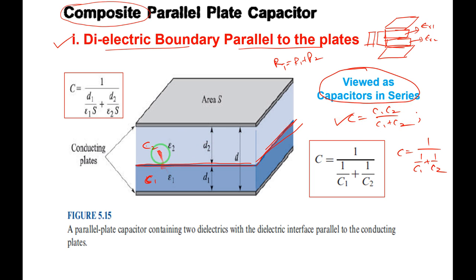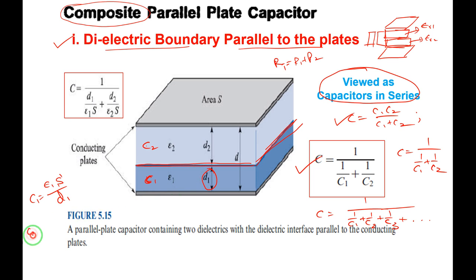If instead of 2 there are 3 dielectric materials in between, then 1 by C is equal to 1 by C1 plus 1 by C2 plus 1 by C3. If there are 4, it continues. This is how we write the formula. And how do we calculate C1 and C2? We know the basic equation. C1 is equal to epsilon 1 S by d1. The surface area of the plates remains the same, so only S, don't write S1.